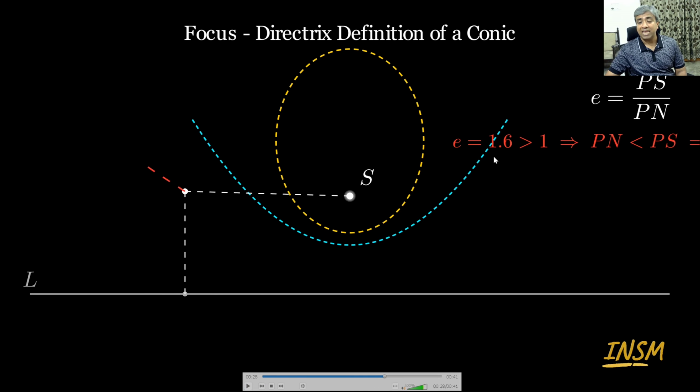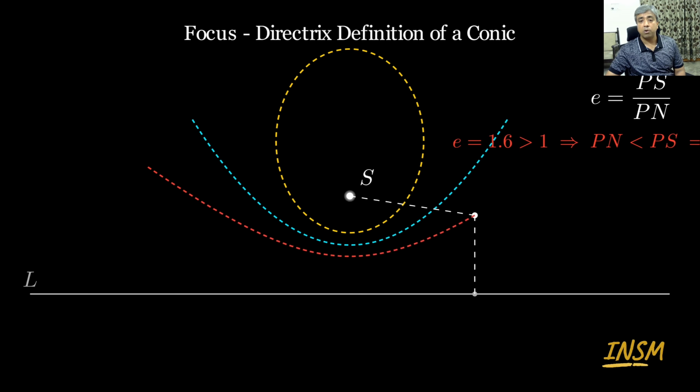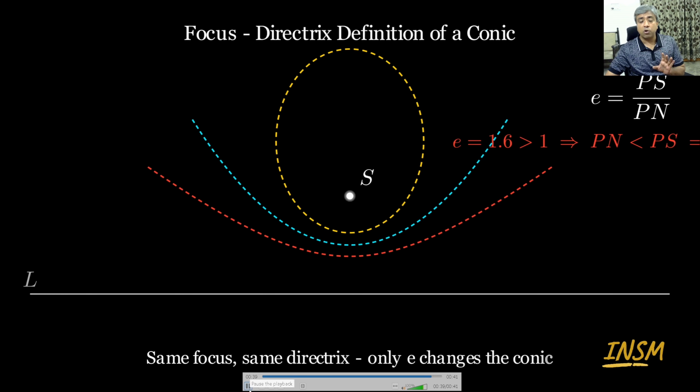Now we take e as 1.6, that is greater than 1. In this case the distance from the fixed point is more than the distance from the fixed line. So the curve is going to trace out something like this, forming a hyperbola. We drew all three conics on the same focus and same directrix just by changing the ratio of the distances, getting three different conics.